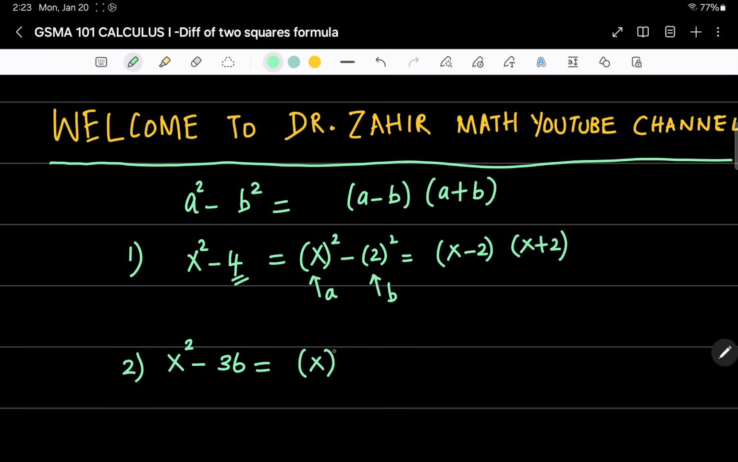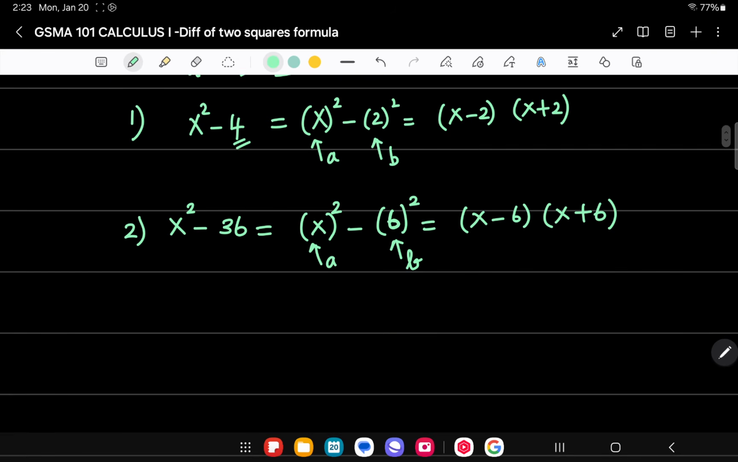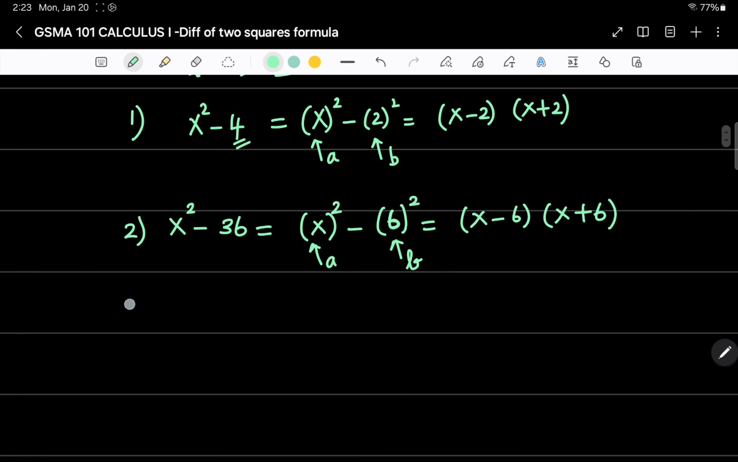Let's take the next example, x square minus 36, which is equal to, we write in the form of squares, x to the power of 2 minus 6 to the power of 2, which is equal to x minus 6 times x plus 6, because this is a and this is going to become your b. b is 6 square, which is 36, right? Let's go to the third question.